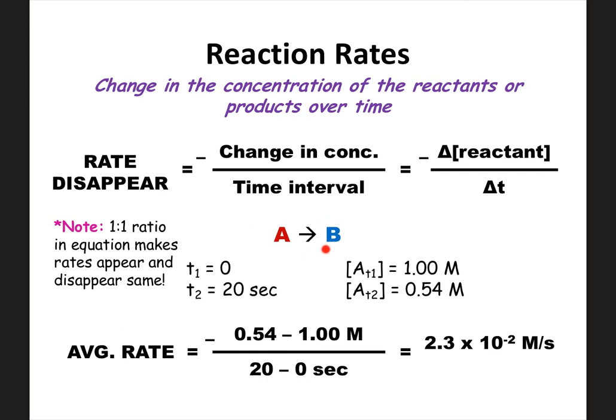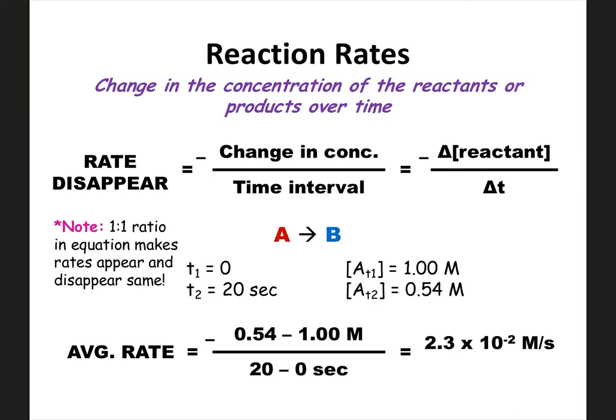So again, same reaction here. You can see your time intervals and your concentration data. If you want to find the average rate, just take your change in concentration over your change in time. When you subtract them, pay attention to your negative here because the reactant is disappearing. You get, again, 2.3 times 10 to the minus 2 molar per second.